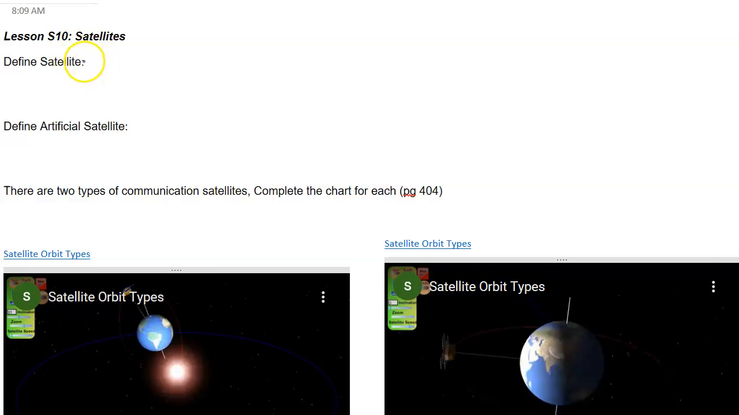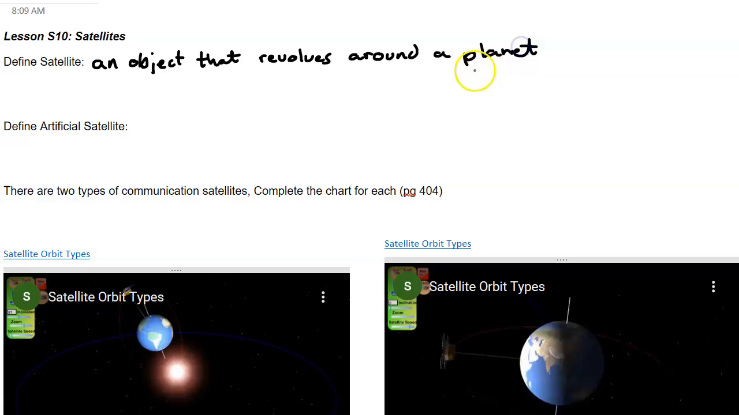First thing we're going to just quickly do here is define satellite, which is just an object which revolves around a planet. So we'll write that down: an object that revolves around a planet. Remember, a planet is an object that orbits a star, and so this is an object that orbits or moves around a planet.